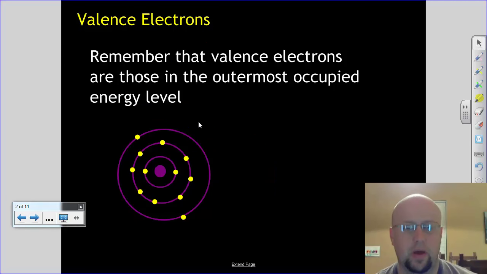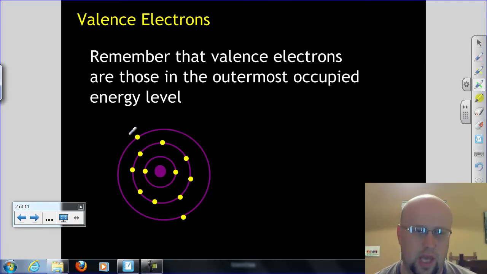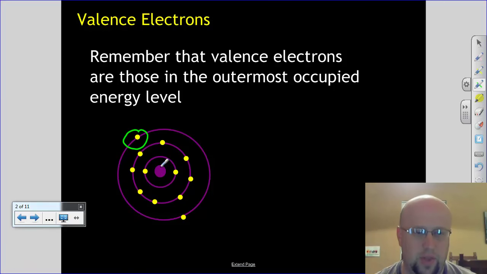And if you recall, we talked about valence electrons at the end of the last unit. And remember that valence electrons are just those electrons that are in the outermost energy level. Okay, and it has to be the outermost occupied energy level. It has to have some electrons in it. But those are the electrons in that outermost level. So that electron and that one, in this particular case, I would have two valence electrons. Okay, so hopefully you'll remember that idea pretty quickly.